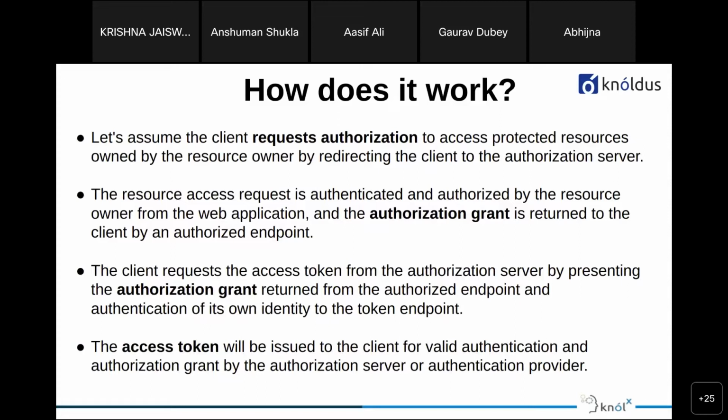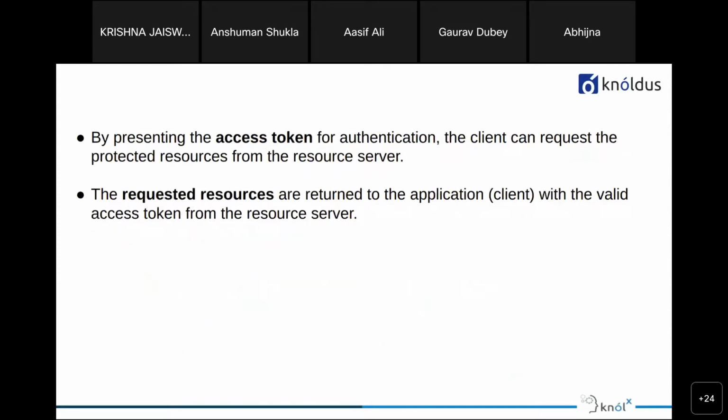The client requests the access token from the authorization server by presenting the authorization grant returned from the authorization endpoint and authentication of its own identity to the token endpoint. Then the access token will be issued to the client for valid authentication and authorization grant by the authorization server or authentication provider. By presenting the access token for authentication, the client can request the protected resources from the resource server. And at last, the requested resources are returned to the application with a valid access token from the resource server.